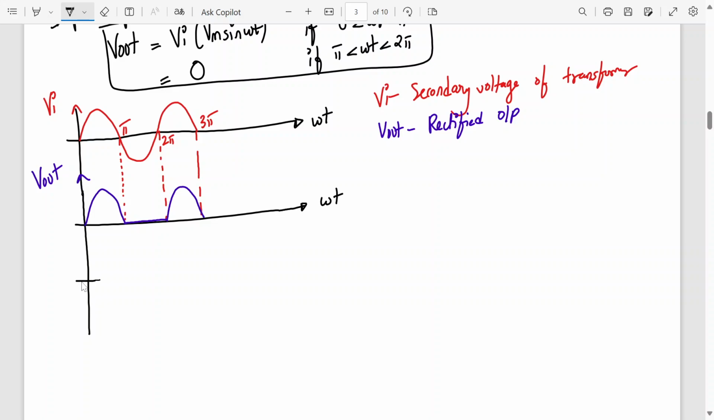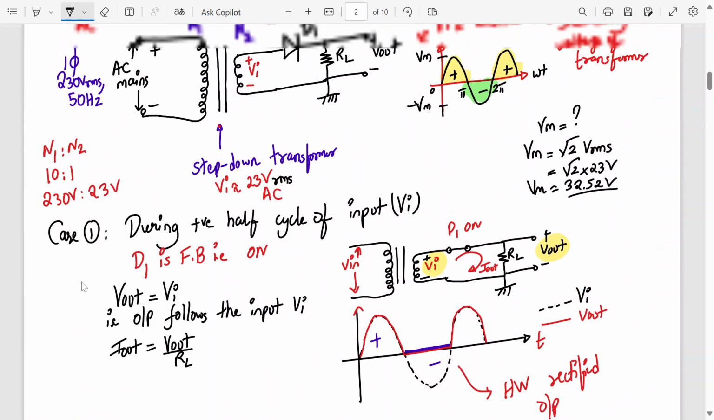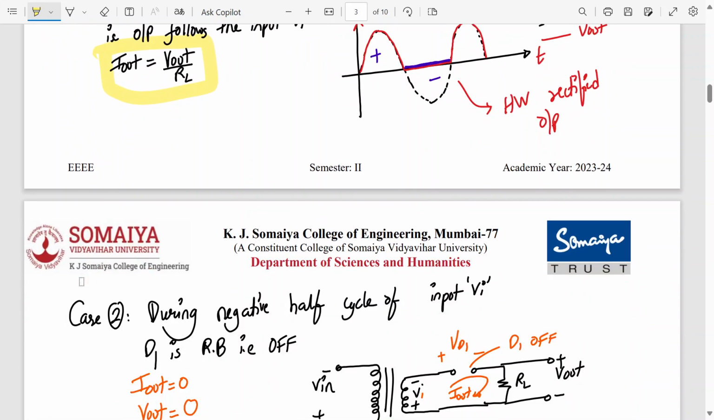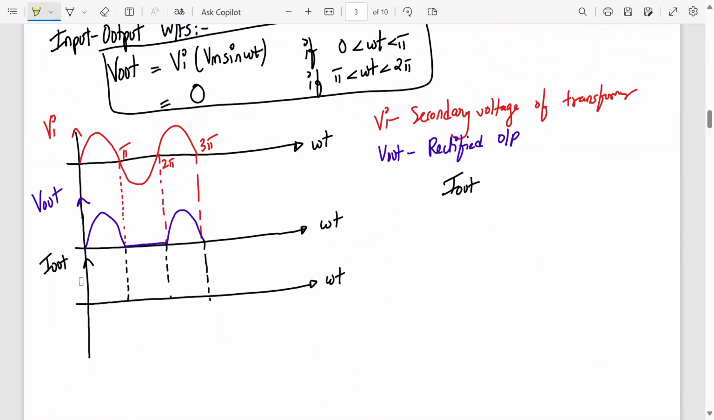Now if I want to plot the current, how will I plot the current? What nature will be the current waveform? Can anyone tell me? Now this is challenging. नेचर कैसे होगा करंट वेवफॉर्म का? It's a resistive load. I'll give you the hint. I out is V out upon RL. Since it's a resistive load, the relation between V out and I out is linear. So the nature will be the same, because I out is just V out divided by some number, that is RL. Yes or no?